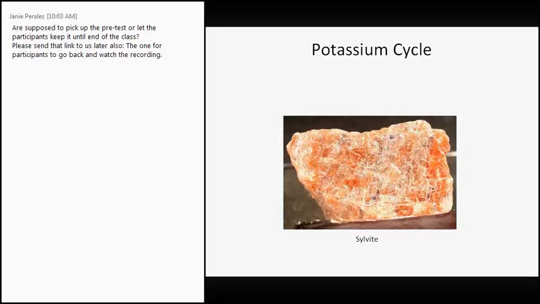So we're going to start talking about potassium. Today we're going to talk about potassium, calcium, magnesium, and sulfur, which will be the rest of the macronutrients. And then next week we're going to do the micronutrients, which we're not going to do them all. We're just going to talk about iron, manganese, zinc, copper, and boron.